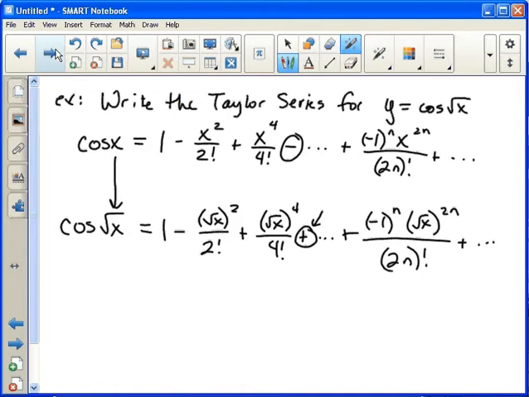So now let's go ahead and simplify what I've written. 1 minus, and it'll be x over 2 factorial plus x squared over 4 factorial.